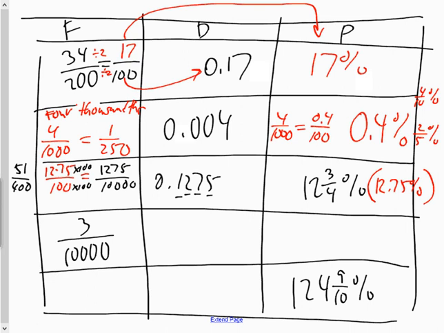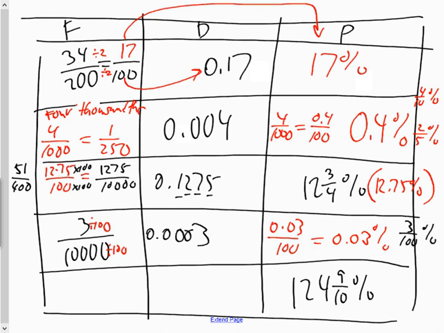As a decimal, 3 10,000ths would be tenths, hundredths, thousandths, ten-thousandths, 0.0003. And as a percent, if I was to create an equivalent fraction by dividing both by 100, it would be 0.03 over 100, which is 0.03%. Or if you want to get clever, you can write it as 3/100ths of a percent.